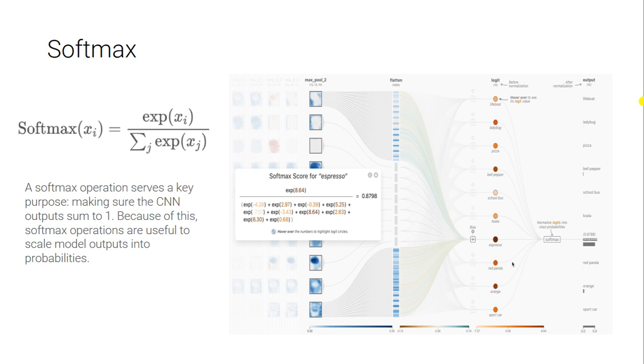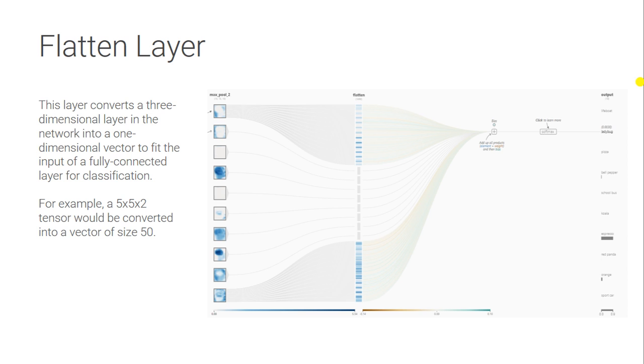Next, softmax. Softmax is used to find the probability for both classes, whether the image is positive or negative. Flatten layer: the flatten layer prepares the image for the dense layer. So I would like to explain the program.